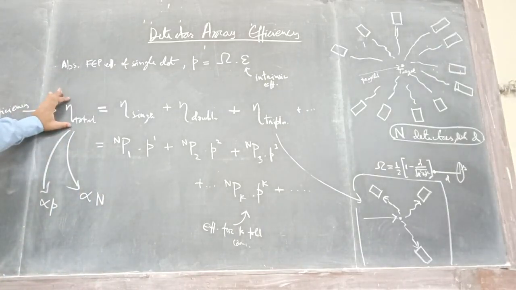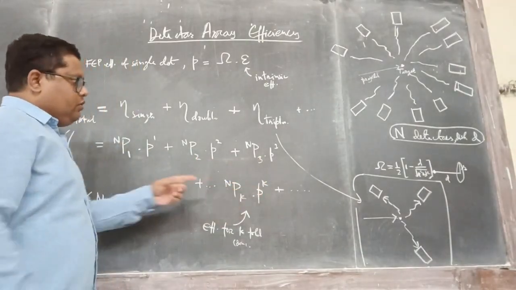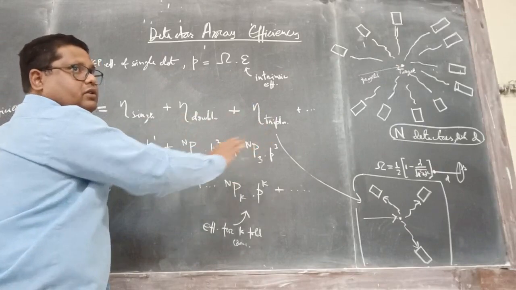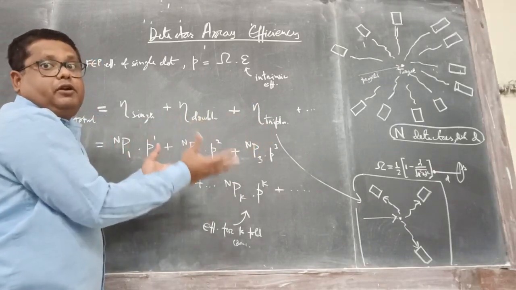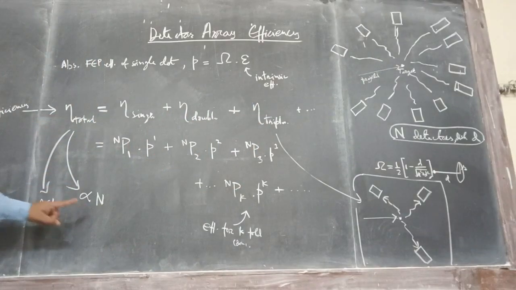So you see, this total efficiency depends on each of the terms. You can see, overall, the number of terms, what does it depend on? The total number of detectors. So it depends on N and also the individual photopeak efficiency.